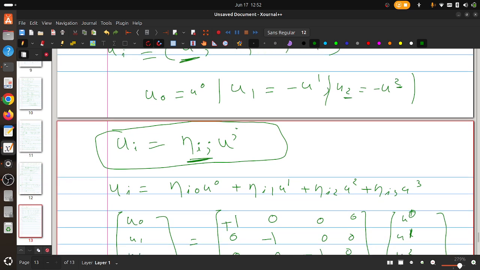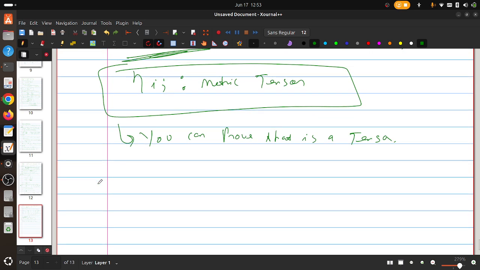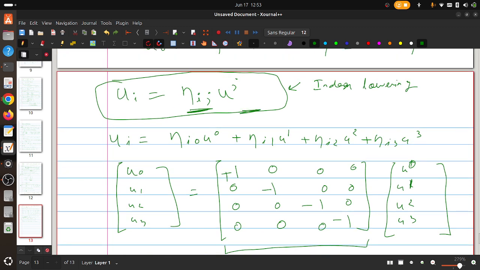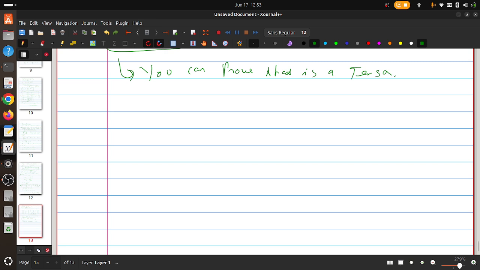So what I'm defining here is called index lowering, which Pavel Grinfeld also calls index juggling in his book and lectures. So my final point was that we can write the covariant components. Basically the idea is that the metric tensor lowers the contravariant components of a vector.